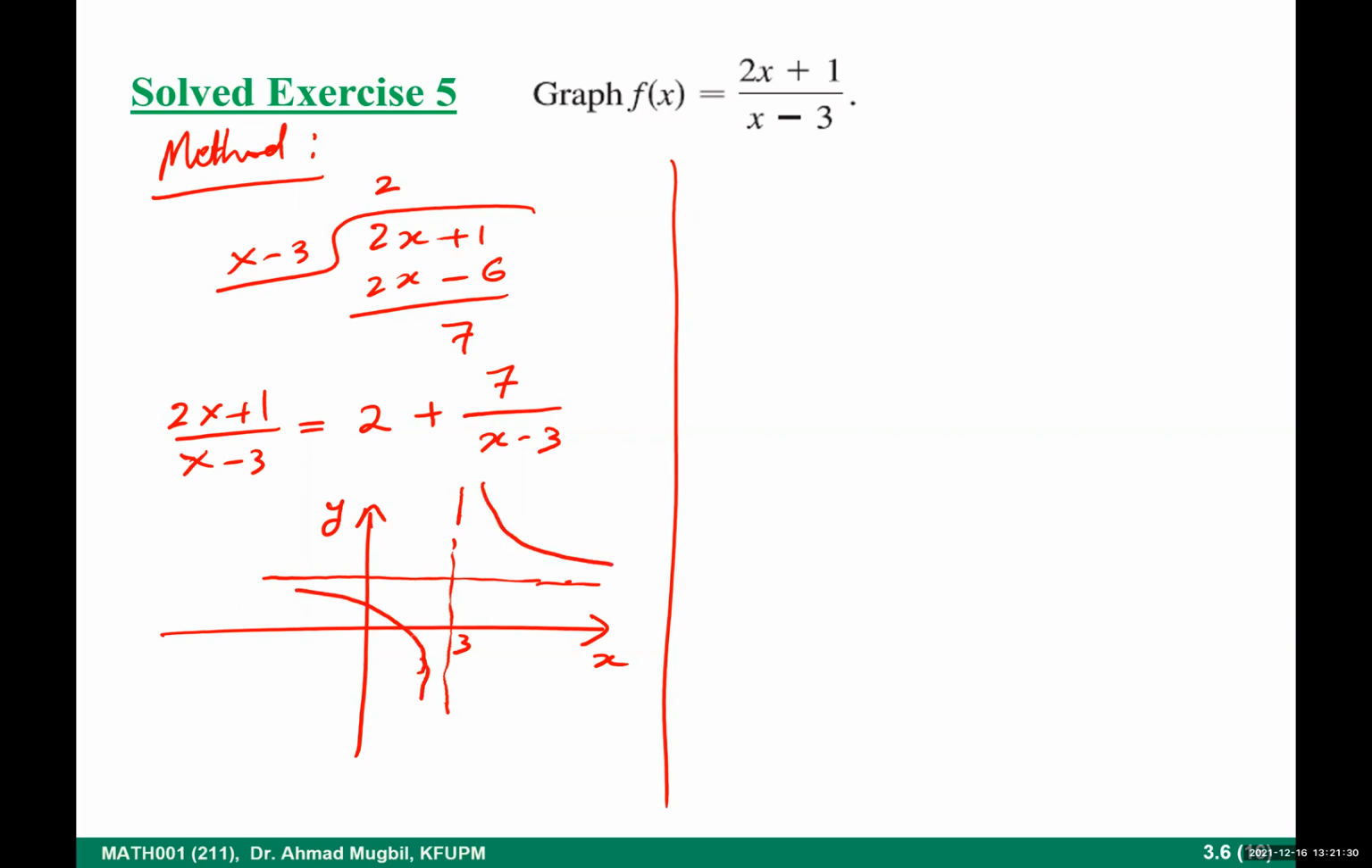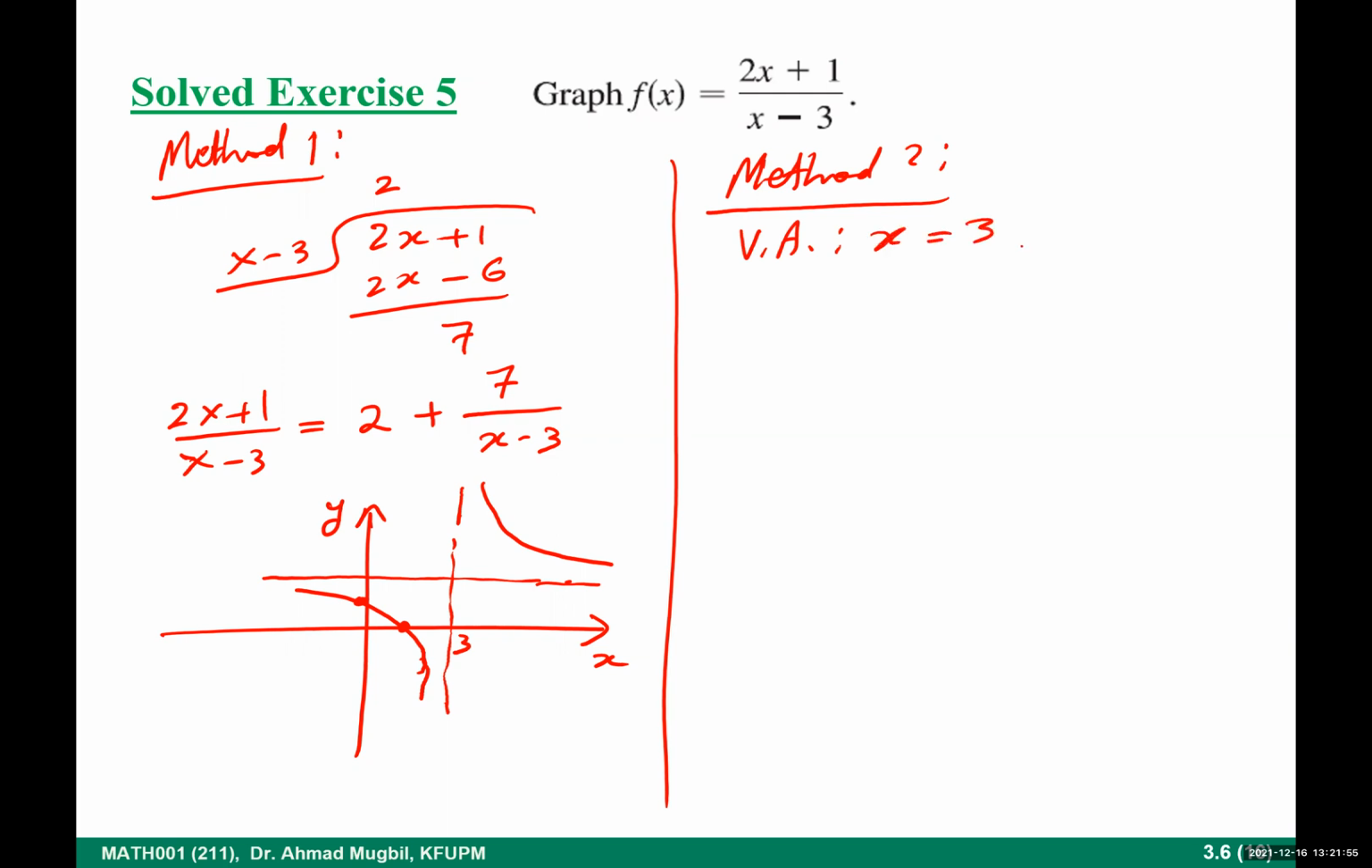If you want to sketch the graph exactly, you need to find the x-intercept and the y-intercept. So initially, this is the graph. Okay. This is one way, method 1. The other way is method 2. What is method 2? Find the vertical asymptote and the horizontal asymptote. What is the vertical asymptote?